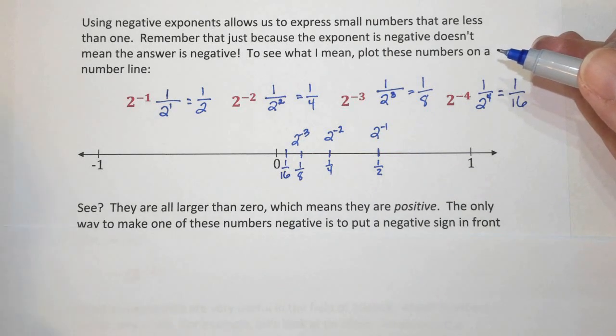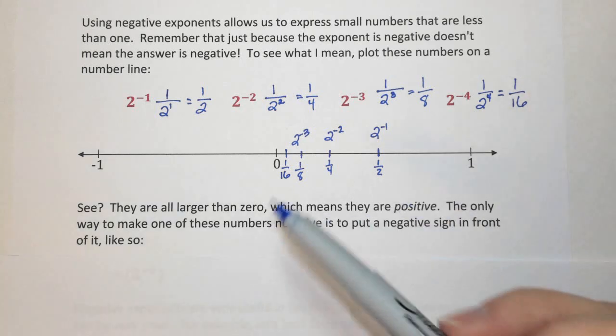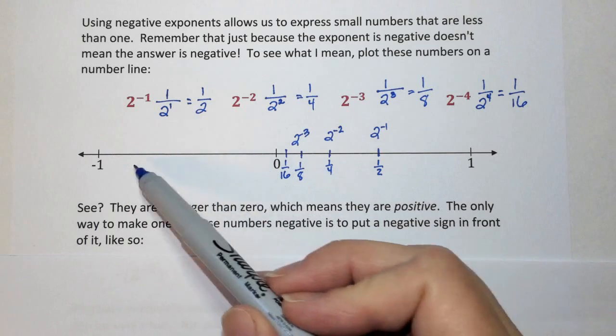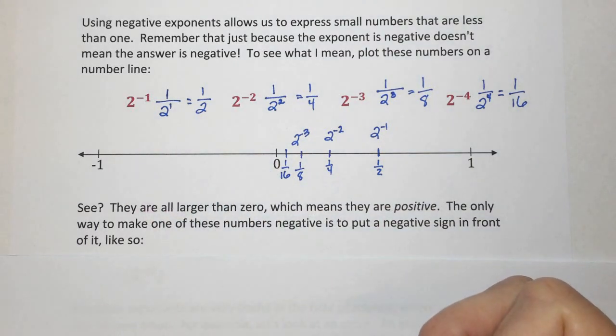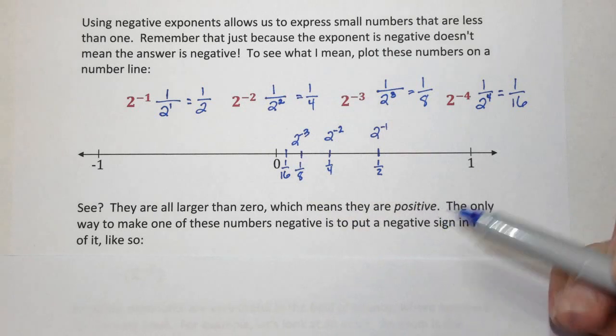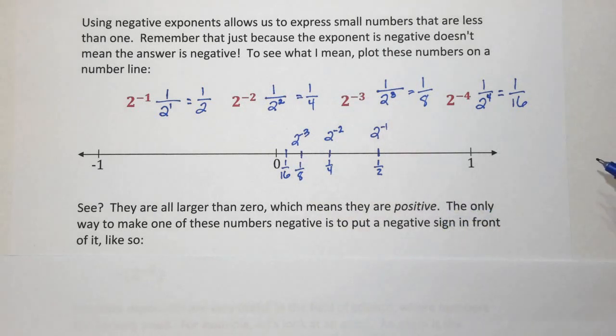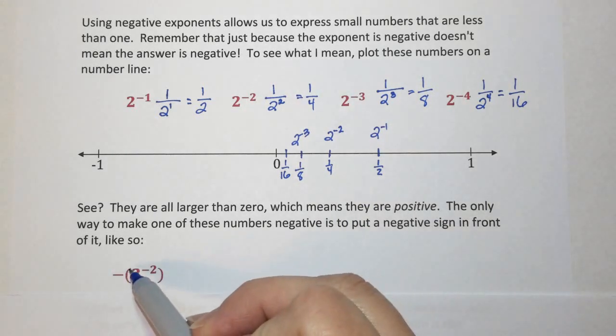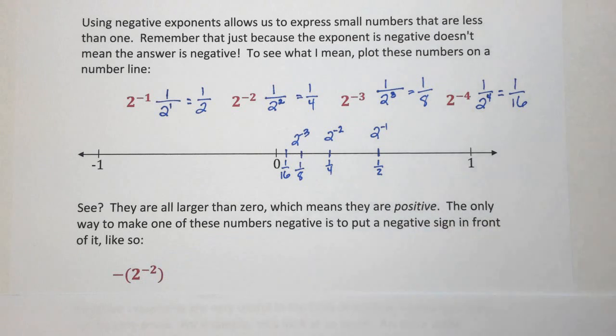Okay, you see that these are all larger than 0, which means that they are positive. None of my numbers were plotted in the negative side of my number line. So just because we have a negative exponent doesn't mean the number is negative. In fact, the only way to make one of these numbers negative is to put a negative sign in front of it, like this. And this is how you'll see it, in parentheses like that.